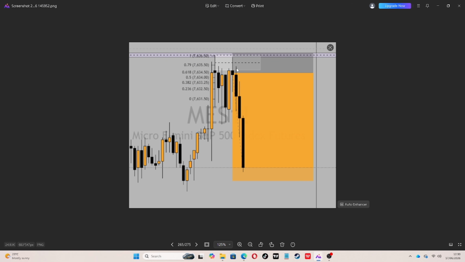I faded this trade because we did have an SMT, but this was still a clean trade that I could have taken.